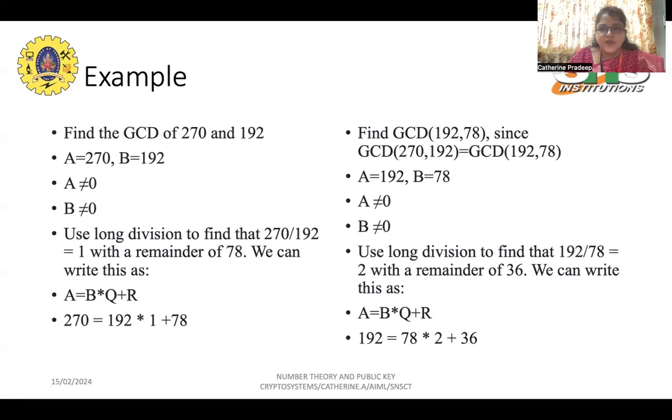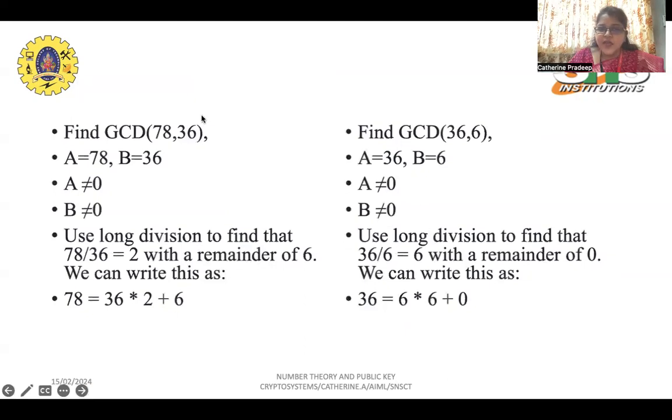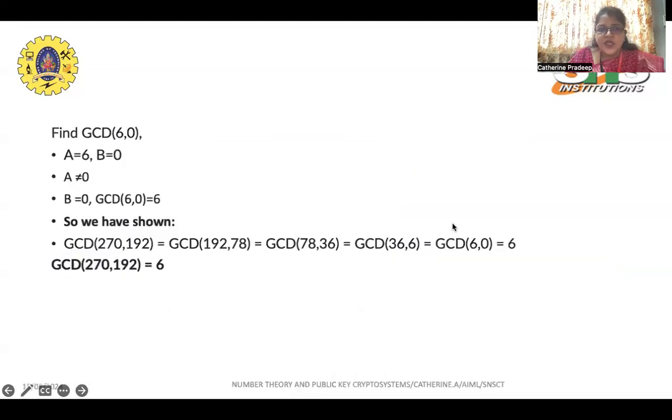Next, find the GCD of 192 comma 78. Here 192 will become A and 78 will become B. You check that A is not equal to 0 and B is not equal to 0, so you keep proceeding. You divide it using the long division method, and here you get the quotient as 2 and the remainder as 36. You write it as 192 equals 78 into 2 plus 36. So next step, A will become 78 and B will become 36. You keep doing this until you get A or B equal to 0.